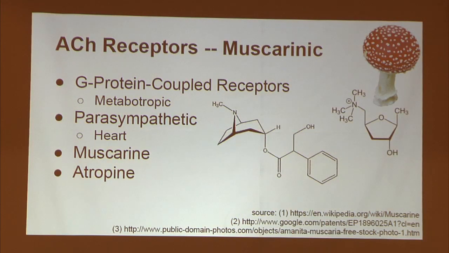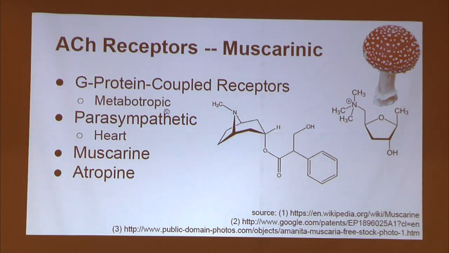Then we can look at muscarinic receptors. These are G protein coupled receptors, which are known as metabotropic receptors. So these are slower acting than ionotropic, and they have longer lasting effects. So it's slower to start and lasts longer.